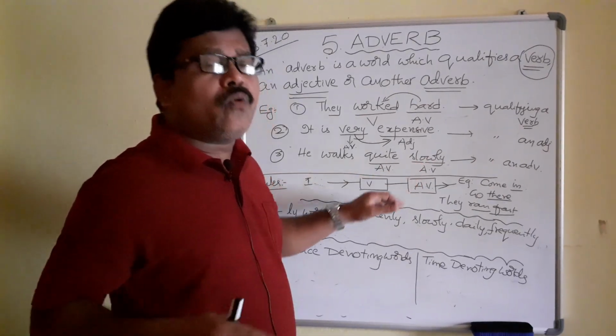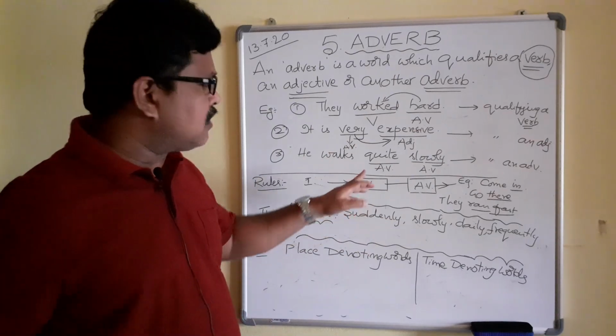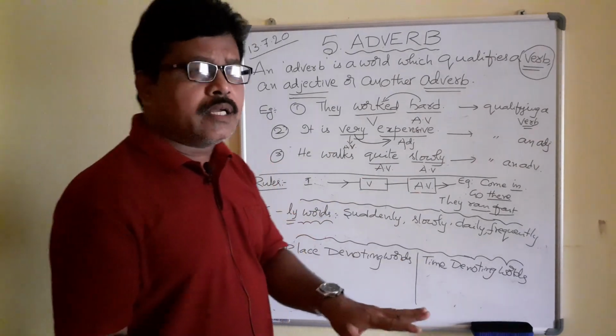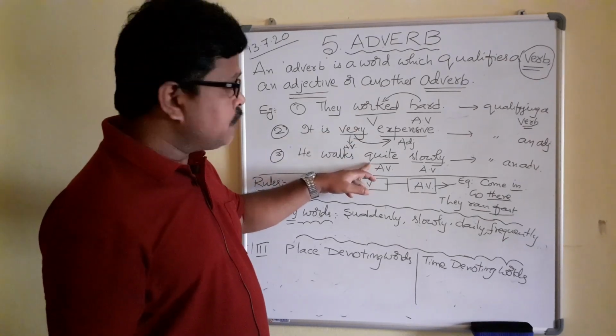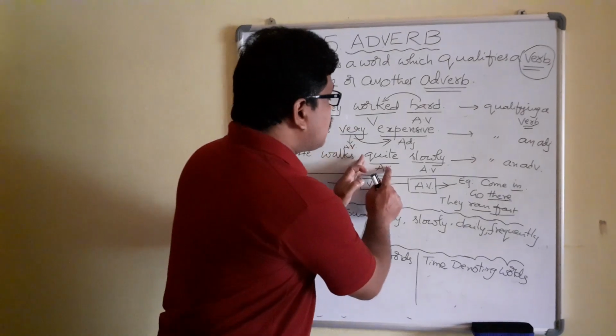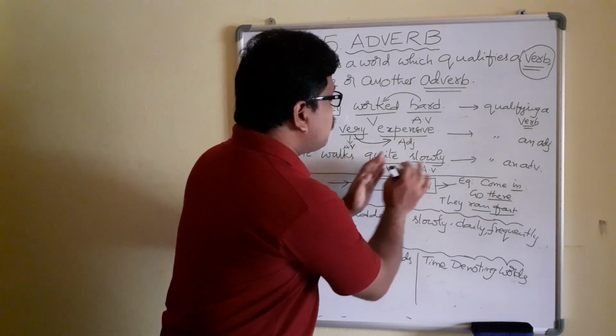But how slowly? Quite slowly, very slowly. Quite means nothing but very, only. Instead of very, I am using the word quite. So this word describes one adverb.